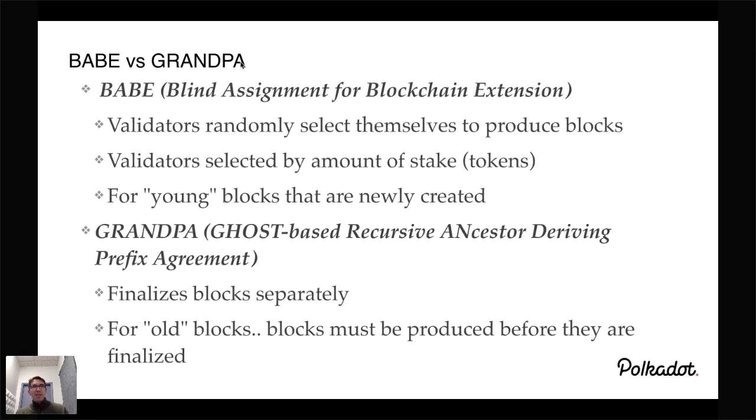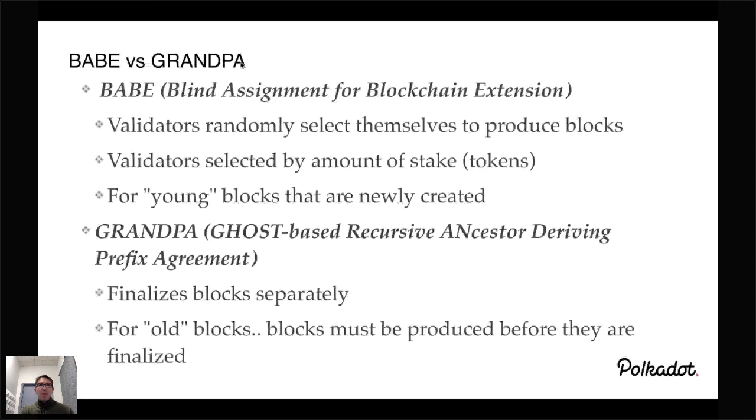Grandpa is a separate process which is going to poll the validators to come up with a final and canonical chain. So generally, once things are finalized, barring some major issue with the chain, they will be provably finalized. They will not change. A block that has only been produced by BABE but has not been finalized by Grandpa is liable to be modified. It may not be canonical.